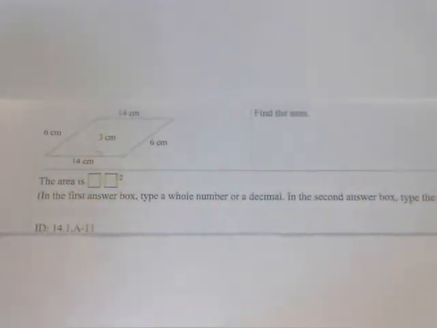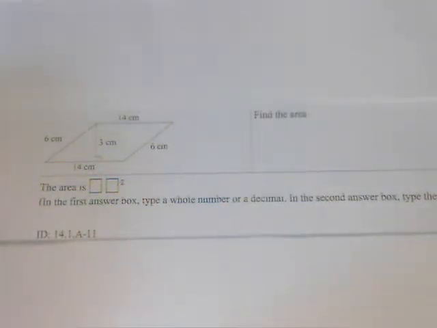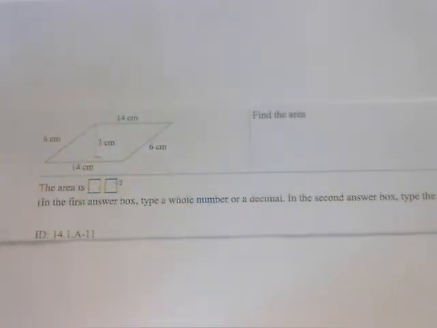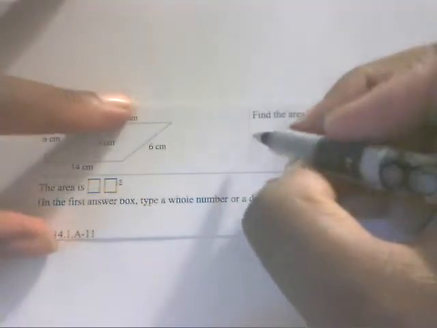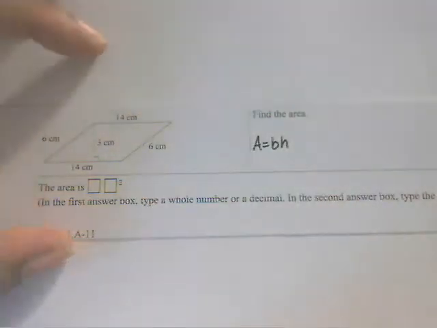All right, here's the next problem. Here we want to find the area of this parallelogram. And here they give 2 blanks, so that means you have to give the area as a number, and then they want you to type in the correct unit in the second box. Okay, here we have a parallelogram, so the area of the parallelogram is simply the base times the height.